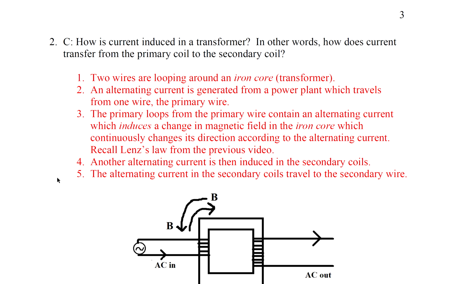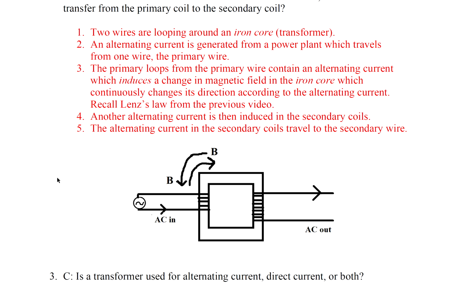Question 2. How is current induced in a transformer? In other words, how does current transfer from the primary coil to the secondary coil? So, two wires are looping around an iron core, which is the transformer. An alternating current is generated from a power plant which travels from one wire, the primary wire. The primary loops from the primary wire contain an alternating current which induces a change in magnetic field in the iron core, which continuously changes its direction according to the alternating current.